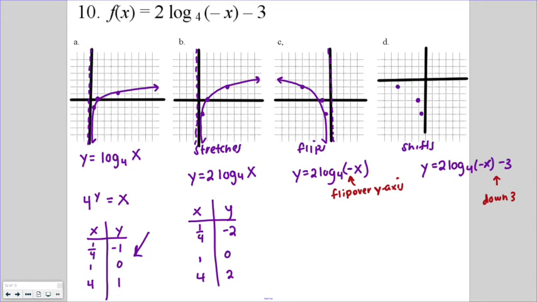Because we had a shift down, that does not impact the way that our vertical asymptote looks. Our vertical asymptote is still sitting on the y-axis, and our final graph looks like that.